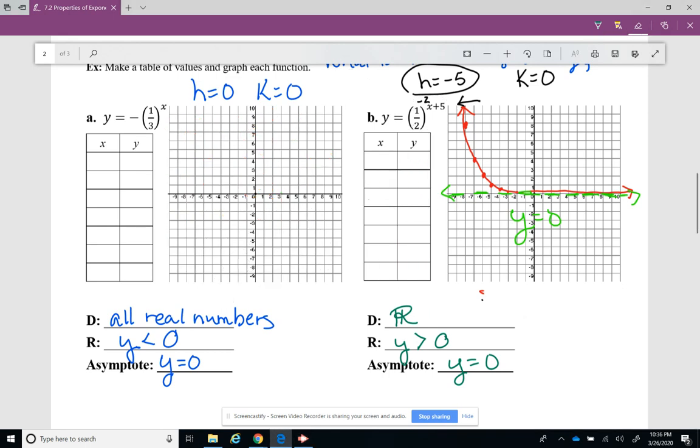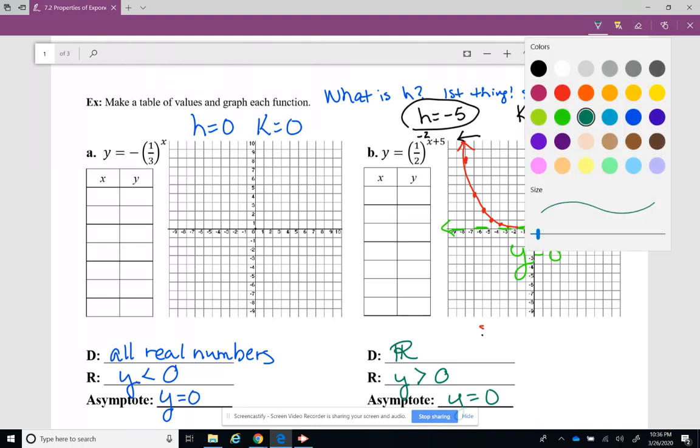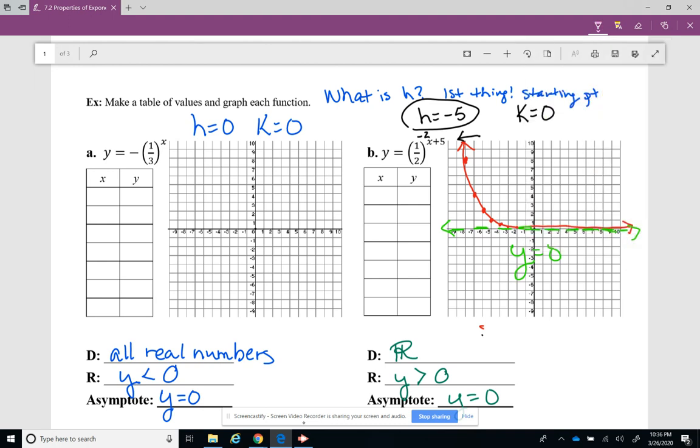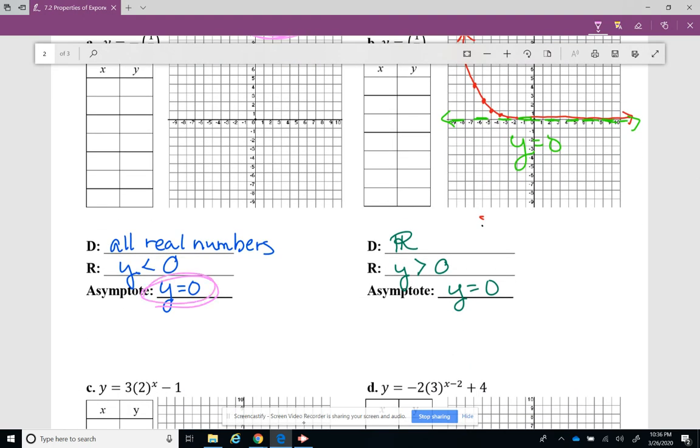All right, I want you to notice something. When k is 0, I'll circle this in pink. When k is 0, look here, your y is 0 and your y is 0. Your asymptote will be y equals 0. When k equals 0, then y will equal 0. All right, 2 more.